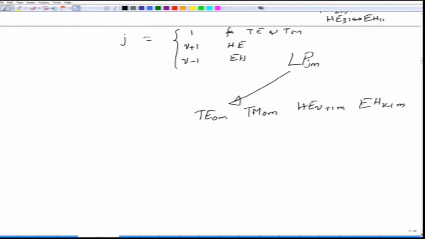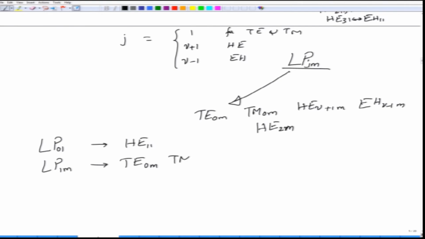Okay. In general, if you take these different modes and for good measure also throw in HE2m, if you put them together and then combine them, then you will end up with the LPjm modes. For example, the fundamental mode in this particular case becomes the LP01 mode, okay, and this LP01 mode is actually derived from the HE11 mode. In fact, LP01 is very nearly equal to the HE11 mode. Okay. The next mode that you are going to get is the LP1m mode, and this is coming from a combination of TE0m, TM0m and HE2m modes.